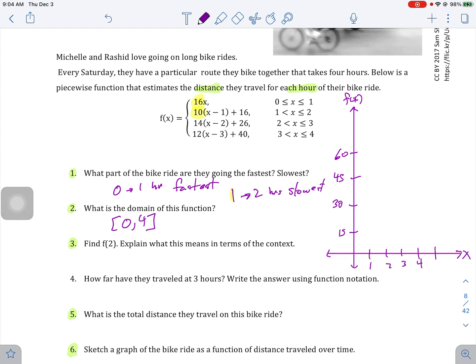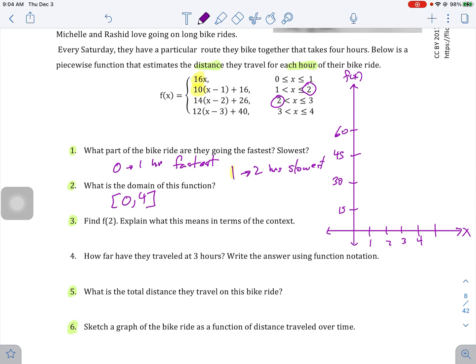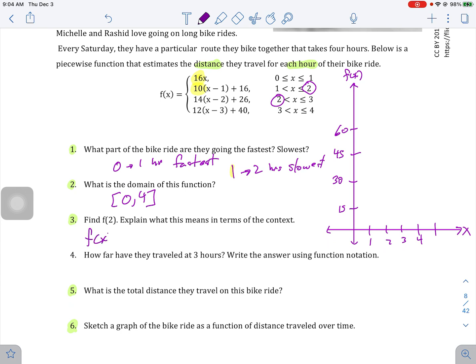interval form. Find f of 2. So you could either look at it here or here. Either way would work. So to do that, f of 2, I'll do the first one. 10 times 2 minus 1 plus 16. So 10 plus 16 is equal to 26.